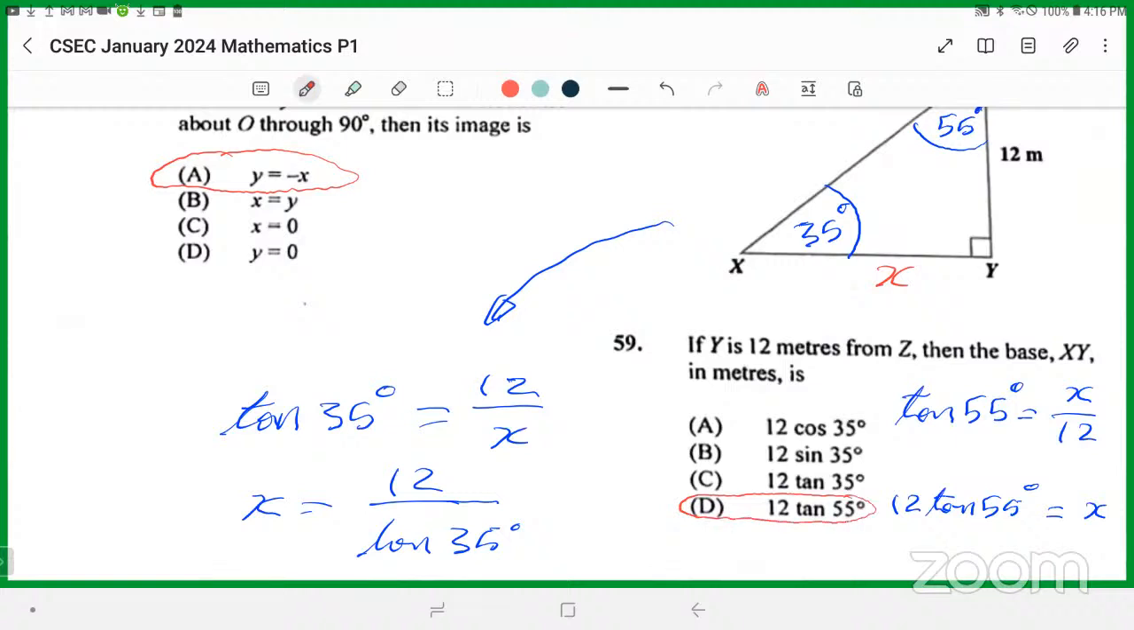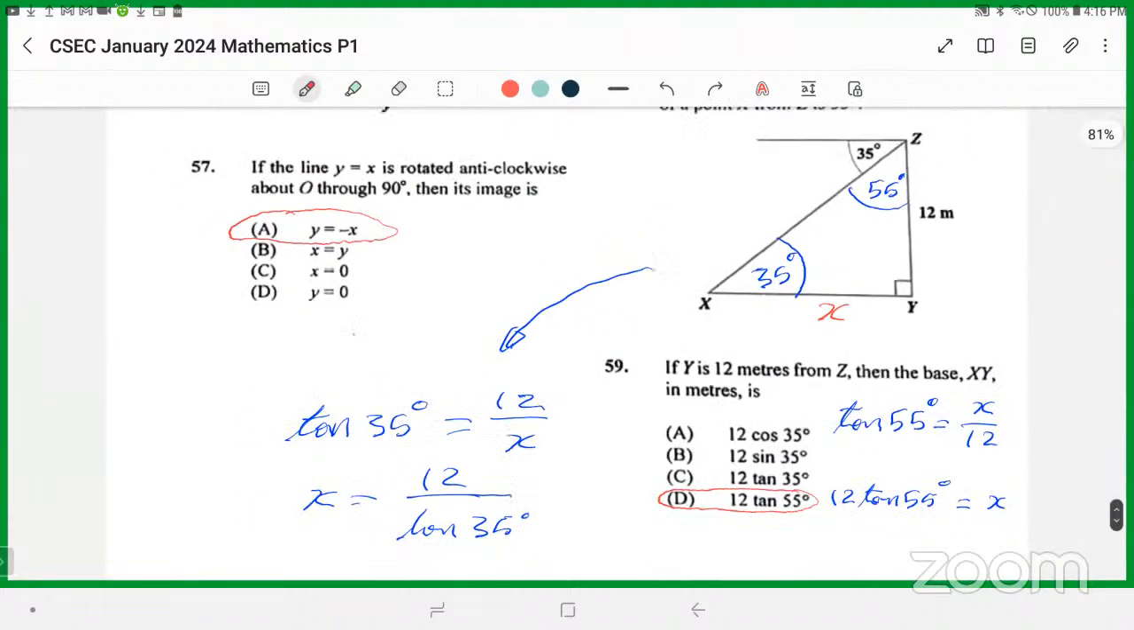So remember, trig a lot of the times can be done multiple ways, right? So maybe in another exam, this might be the answer there. On this paper, they have it in this format. Another paper might give the same diagram, guys, and this is the answer. So you can't go swatting answers. You have to know how to do the question.